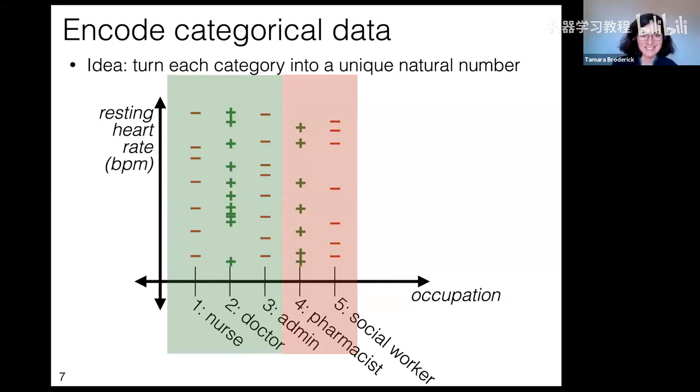Yeah, a question about mapping the data to features. Does this mapping have to be invertible? Yeah, great question. So it doesn't have to be invertible.